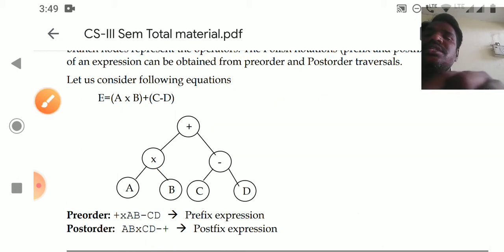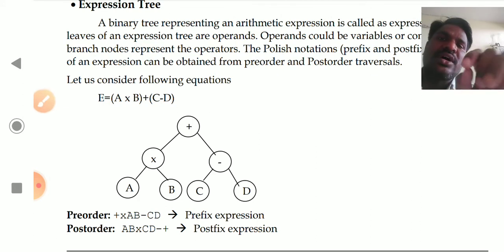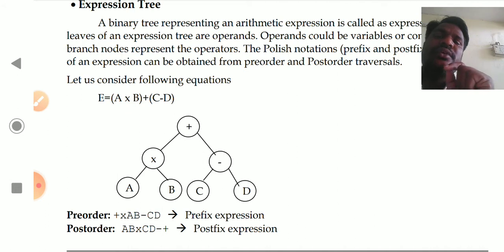So this is called an expression tree. This expression tree can be constructed using the concept of the binary tree, and the prefix and postfix expressions of an expression tree can be obtained by using pre-order and post-order traversal of the binary tree. So this is one of the applications.